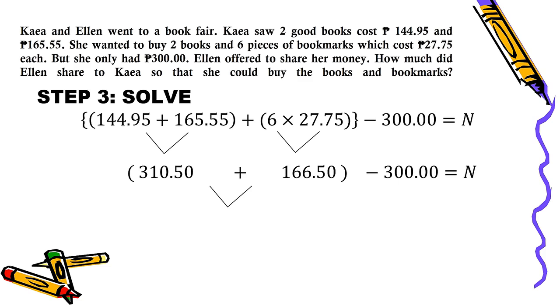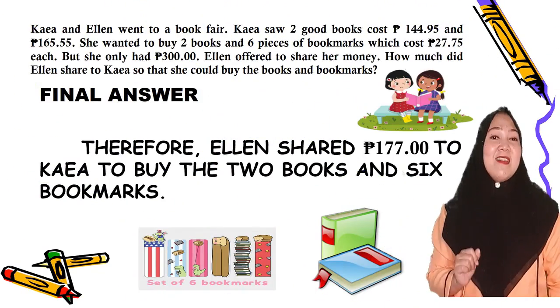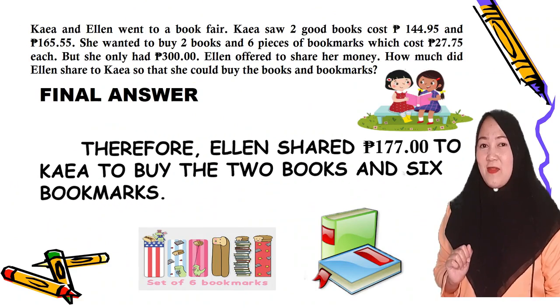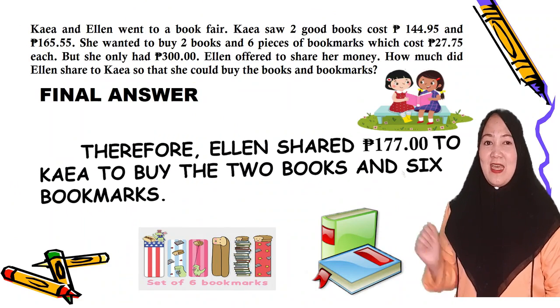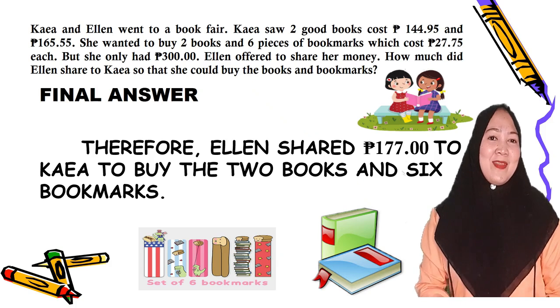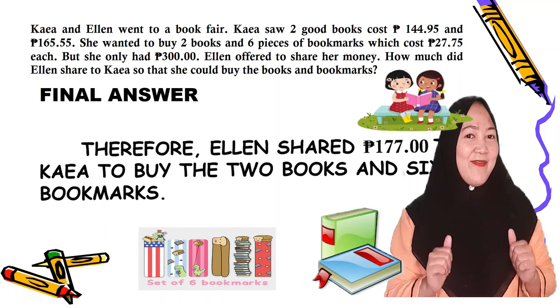Then, we add the cost of 2 books and 6 bookmarks. So, we will have 310 pesos and 50 centavos plus 166 pesos and 50 centavos will be equal to 477 pesos. Then, subtract it to Kaya's money. So we have 477 pesos minus 300 pesos will be equal to 177 pesos. Therefore, we conclude that Ellen shared 177 pesos to Kaya to buy the 2 books and the 6 bookmarks. Did you understand, kids? Okay, very good.